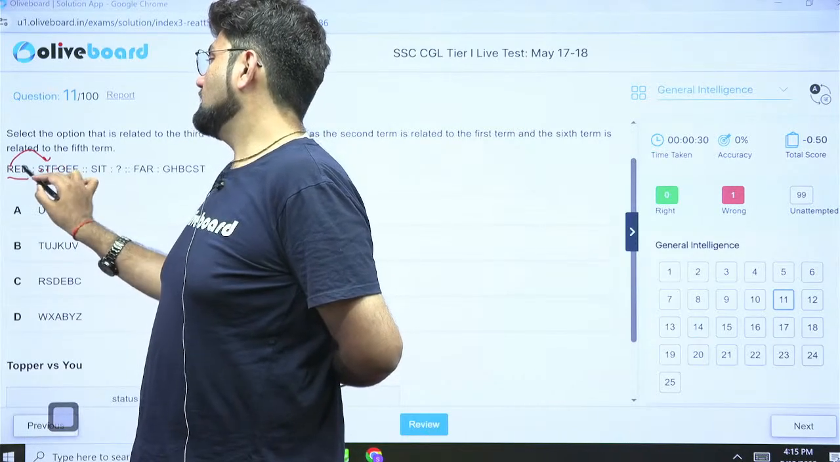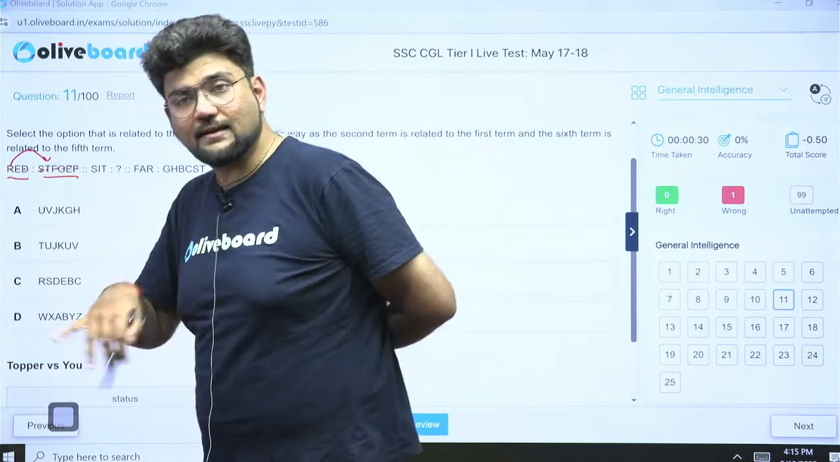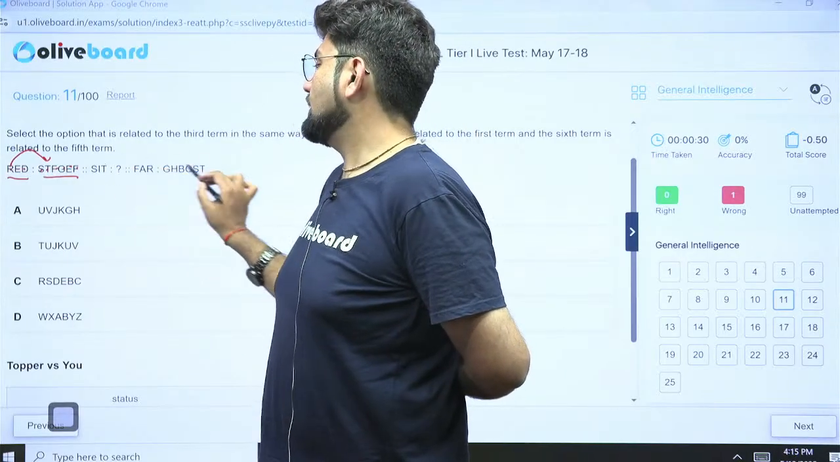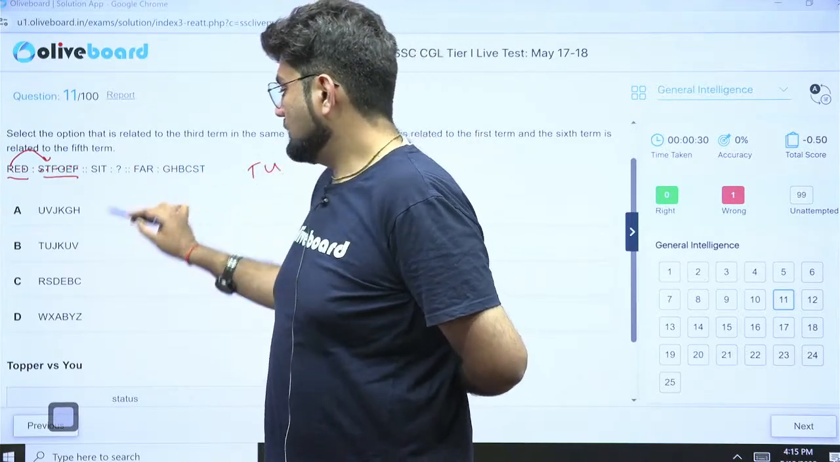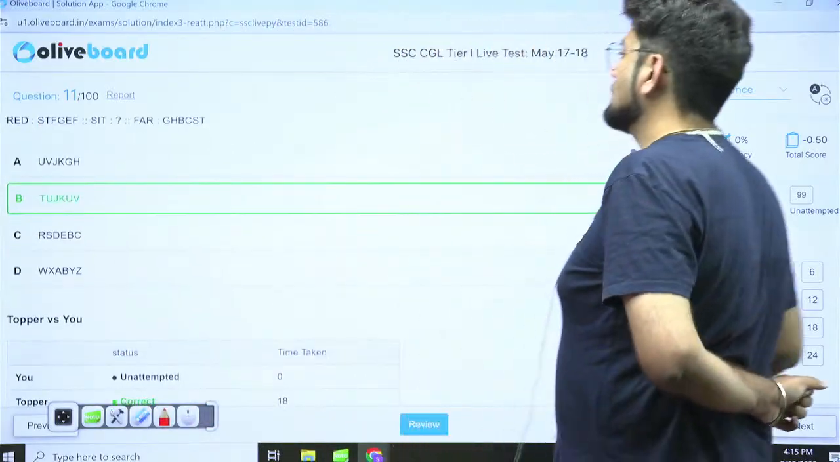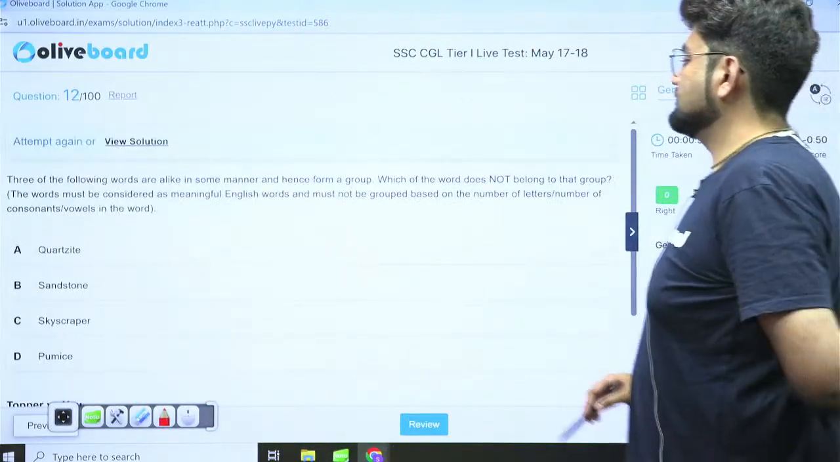5, 6, 7, 4, 5, 6. Just the immediate next 2 letters you have to write. So SIT, how will it be coded? So 19, 20, 21. So we will start with TU. TU, option B is the correct answer. That's it. Next, question number 12.